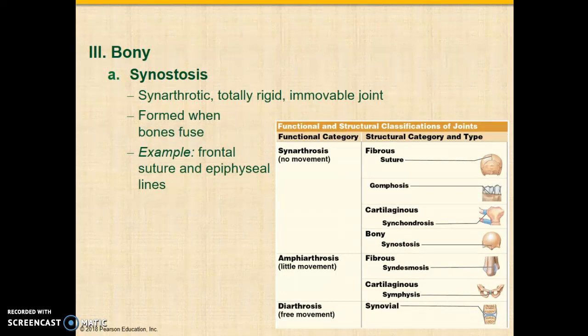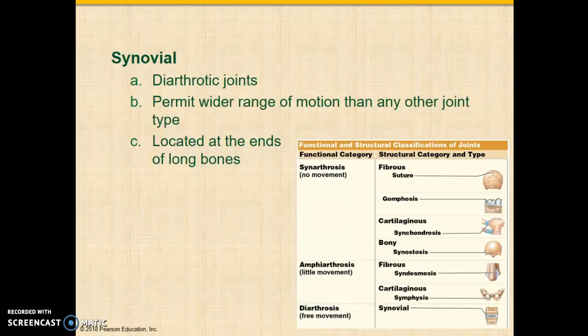A bony joint is a synostosis. It is synarthrotic, that is, there is no movement. An example of this is the frontal suture, as well as, we'll see in a little bit, in the bones where the epiphysis joins the diaphysis as bony material. The synovial joint is what we're most comfortable with. The elbow or the knee. This is diarthrotic with the greatest range of motion, and these joints are located at the end of long bones.